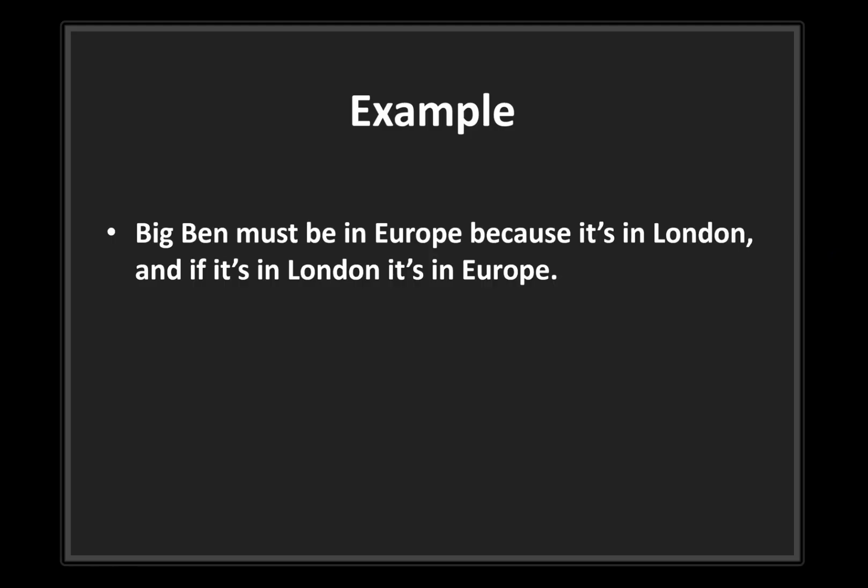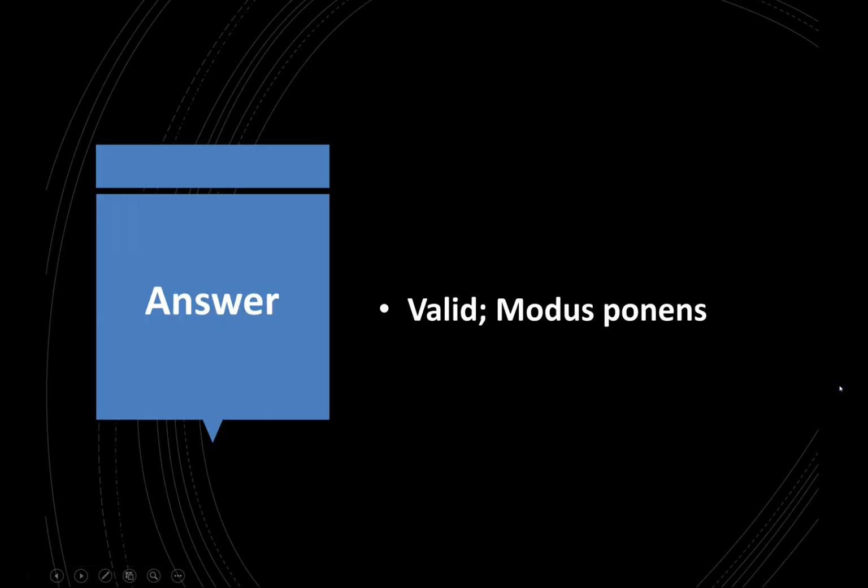Big Ben must be in Europe because it's in London. If it's in London, it's in Europe. Here's your conclusion. Here's your first statement. I'll just fill it in. Here's your X and your Y. And here's your X and your Y. Okay? So this is going, if X, then Y; X, therefore Y. Valid modus ponens.